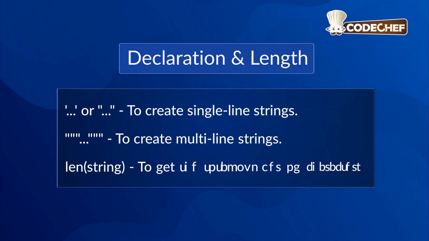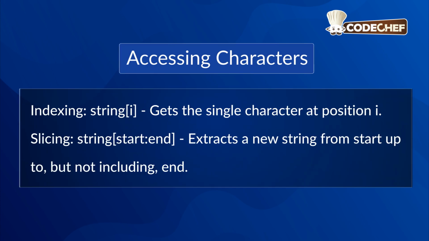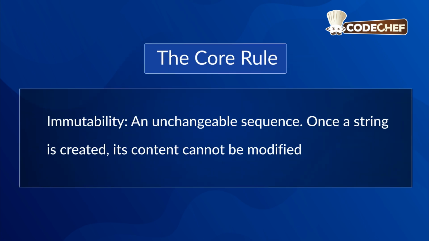So how do we use this? You declare a string with single, double, or triple quotes for multi-line text. You can get its length with len, access any character by its index, and extract substrings using slicing. But always remember the core rule. Strings are immutable. You can't change them in place.